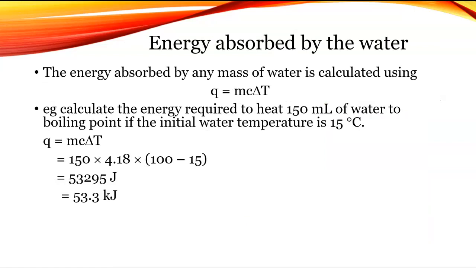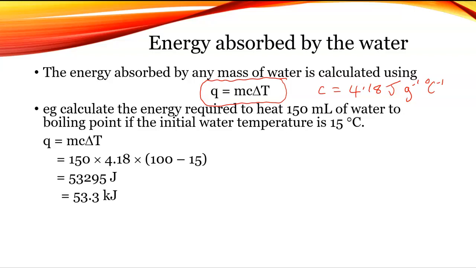So the energy absorbed by the water is calculated using the equation that we met back in year 11, Q equals mc delta T, where Q is the energy going into the water, m is the mass of the water, c is the specific heat capacity of water, 4.18, in joules per gram per degree Celsius, and delta T is the change in temperature of the water. So this is all about the water.